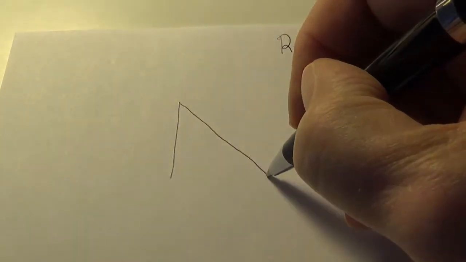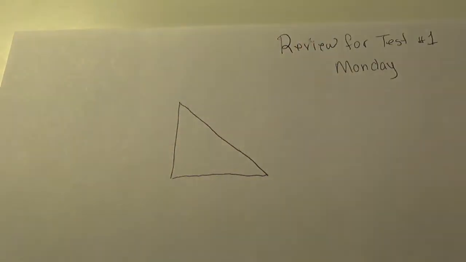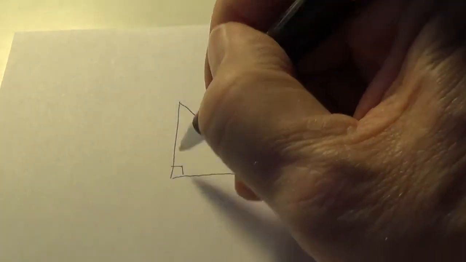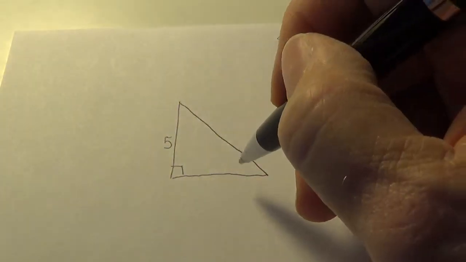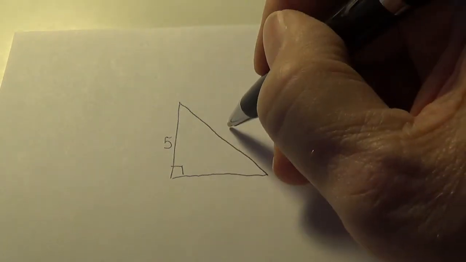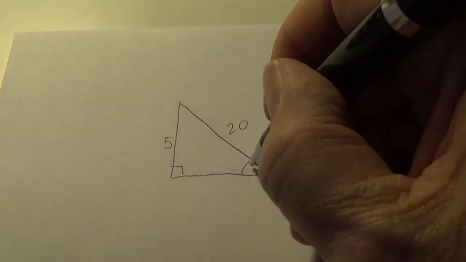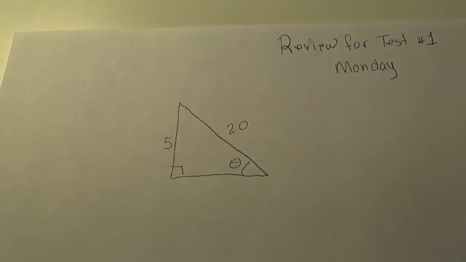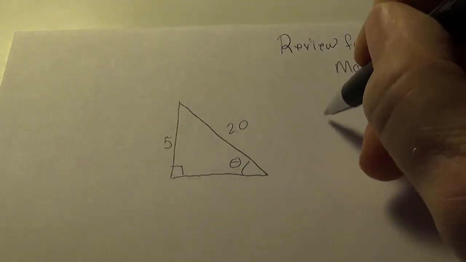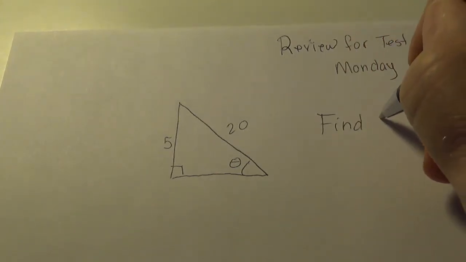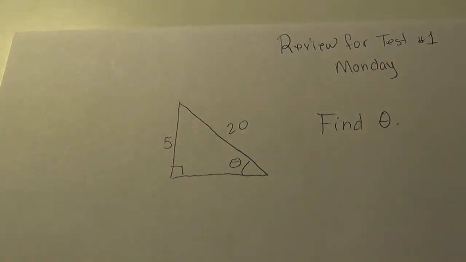On the first one, I'm going to give you a right triangle. Jot these down in your comp book where you were doing the bingo. Let's say that that side is 5 and the hypotenuse is 20, and we're looking at this angle right here. The question is, find the value of angle theta. Find theta, and we'll do 2 decimal points for that.